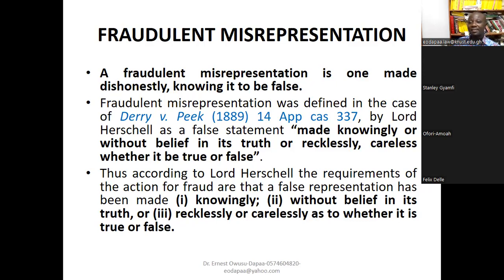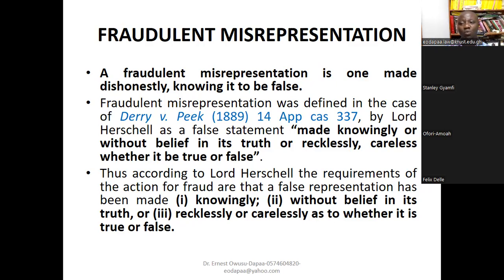Now, these three tests are not conjunctive, they are disjunctive. If I say they are not conjunctive, what I mean is that in order to sustain a claim for fraudulent misrepresentation, you don't need to satisfy all the three. If you can make out one, fraud is established. If you can prove that the person made the statement knowing it to be false, you have made out fraud.